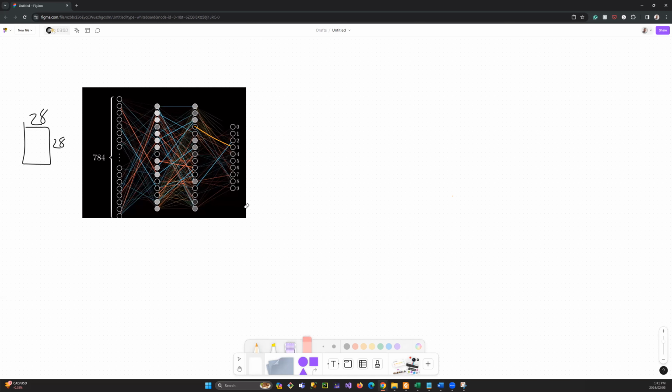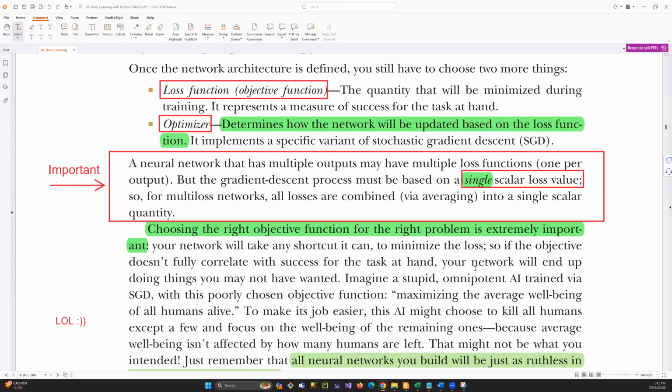Anand said 1, Algar said 1. Okay, let me just read this for you. And now, after reading this, please just say your final opinion. It says that a neural network that has multiple outputs may have multiple loss functions, 1 per output. Again, for such a network, how many do you think we are going to have loss functions? How many outputs do we have?